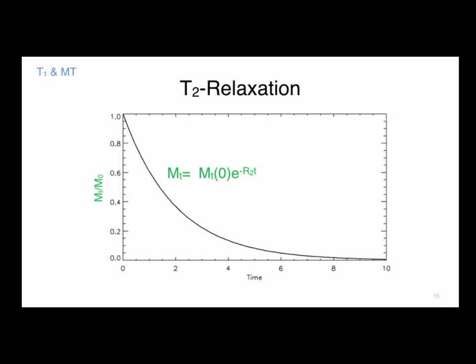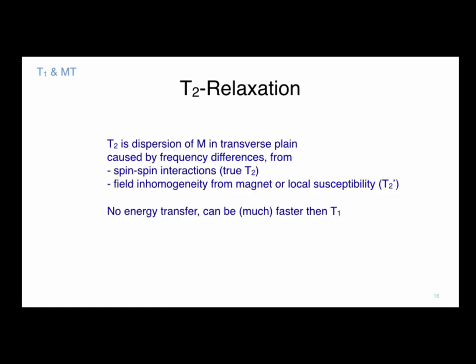So that characterizes the signal decay after you excite something. As I said before, the spin dispersion can be caused by two different things. It can be local differences in magnetic field due to the susceptibility. So that's the magnetization of neighboring parts of the sample that changes the local magnetic field a little bit. It can also be due to the local spin-spin interaction.